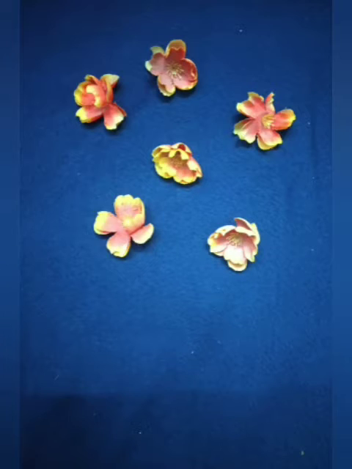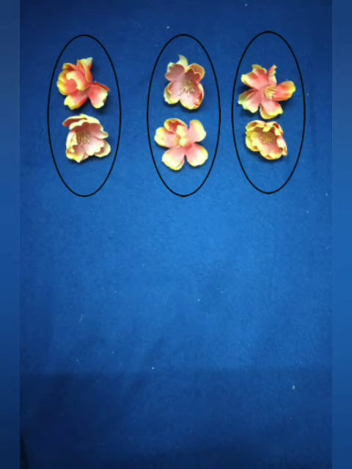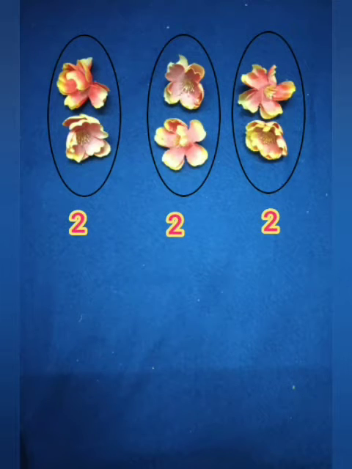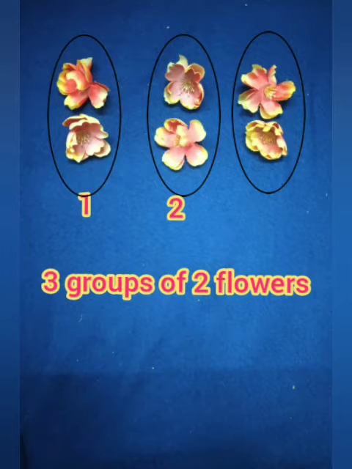Now, friends, I have put these flowers in some equal groups. So, here you can see I have put two flowers together. Can you tell me how many groups are formed here? Yes, let us count. 1, 2, 3. So, we have three groups of two flowers.